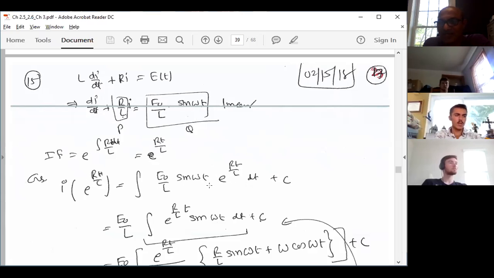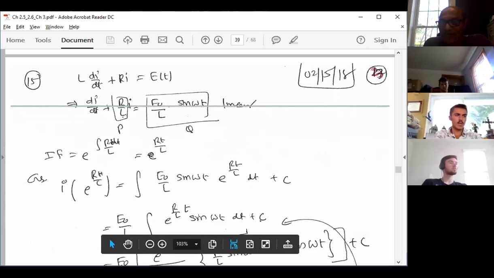The question only is how to get this integral. E0 by L is constant, pull it out. e to the power Rt by L sine omega t dt plus C. This is an integral of the form e to the power at, where a is R by L, e to the power at sine bt dt.